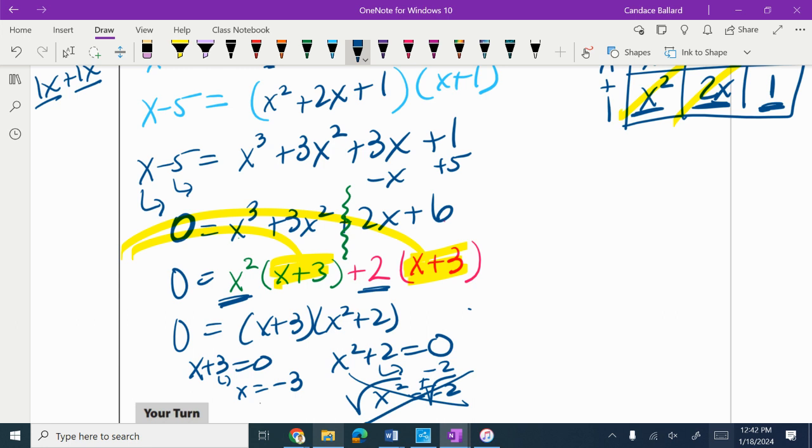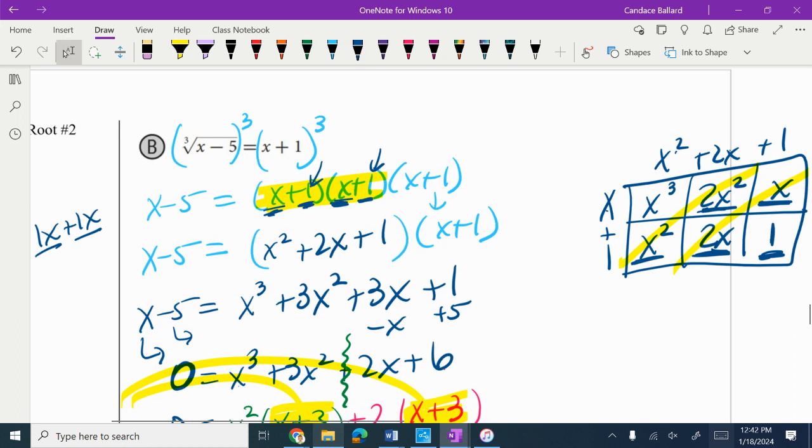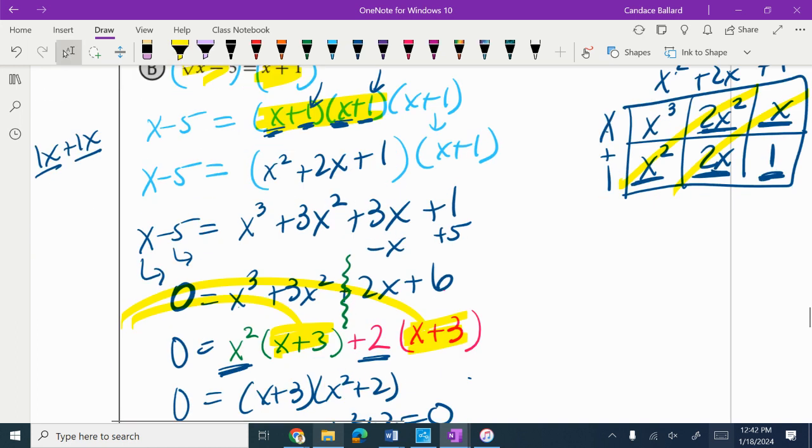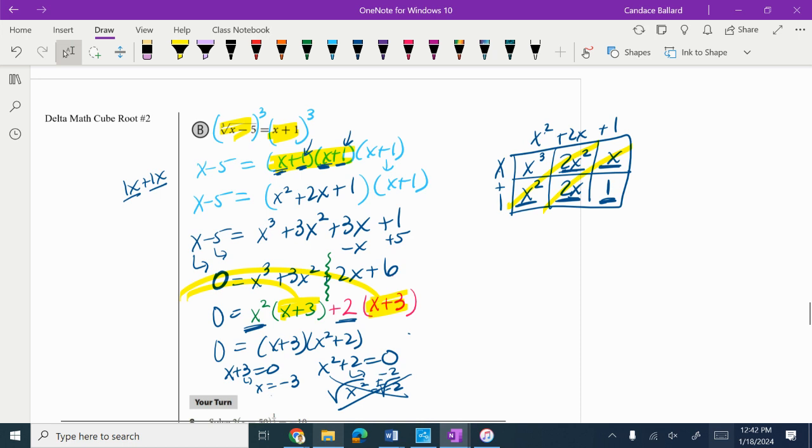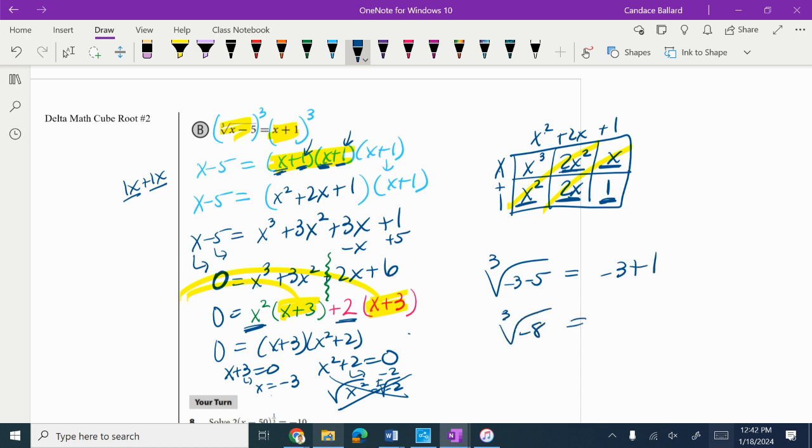I really should check the negative 3. I'd probably go all the way back to this original right here and check it in that. Let's see if I can zoom out a bit. So I'm going cubed root of negative 3 minus 5 equals negative 3 plus 1. Negative 3 minus 5 is negative 8. Negative 3 plus 1 is negative 2. Cubed root of negative 8 is negative 2. So this checks out. So that is a good answer.